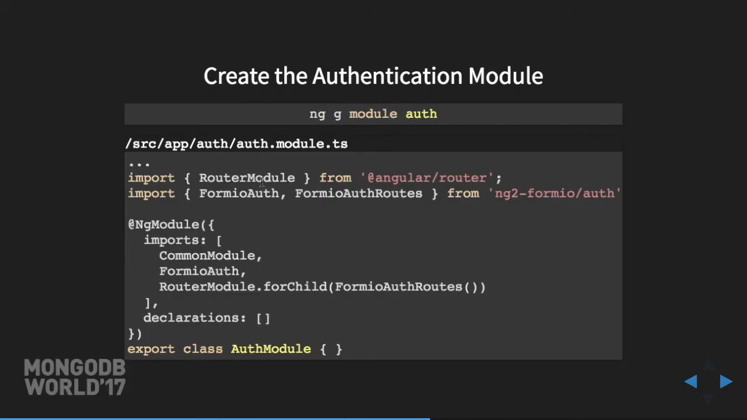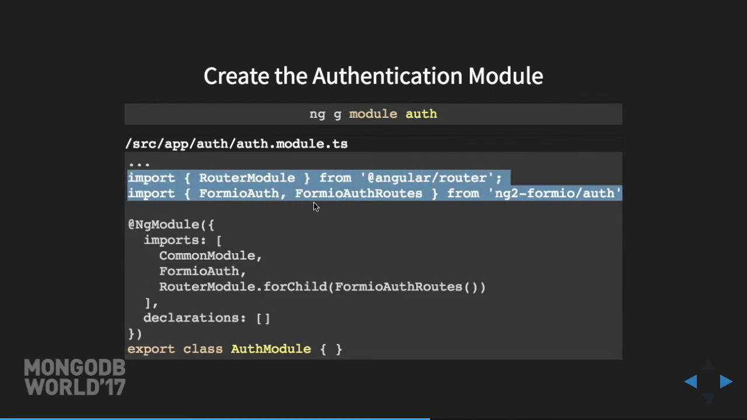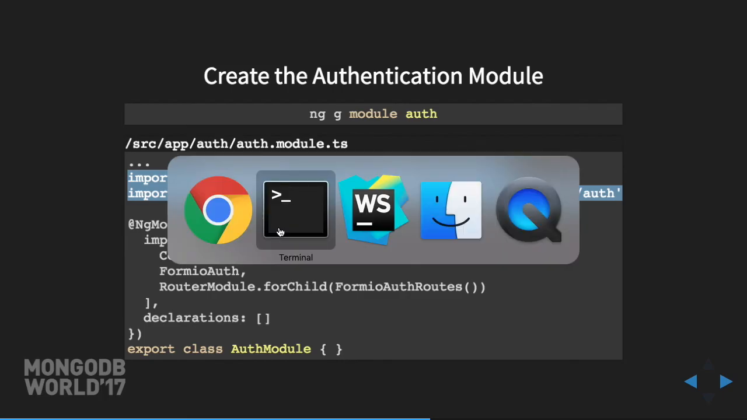And then what we're going to do is that generated this auth directory, and it generated this auth module for us. We're going to copy a few things. Again, do not copy the dots. Come over here and copy these two lines, which are these top lines, the import router module, and then we're going to import this next line here. And we're going to put that under the auth module.